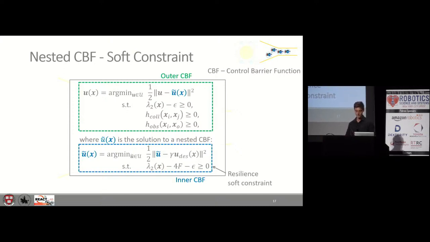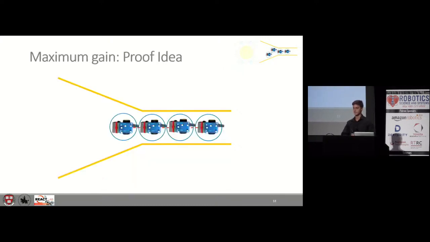Now, we notice that the robots don't always compromise enough resilience to navigate through any corridor, and so we also include a gain term denoted by gamma in the inner CBF. This motivates us to determine a maximum gain such that robots will always compromise resilience in favor of navigation. To do this, we again look at the worst case formation that can arise, which in this case is when robots form a path graph.